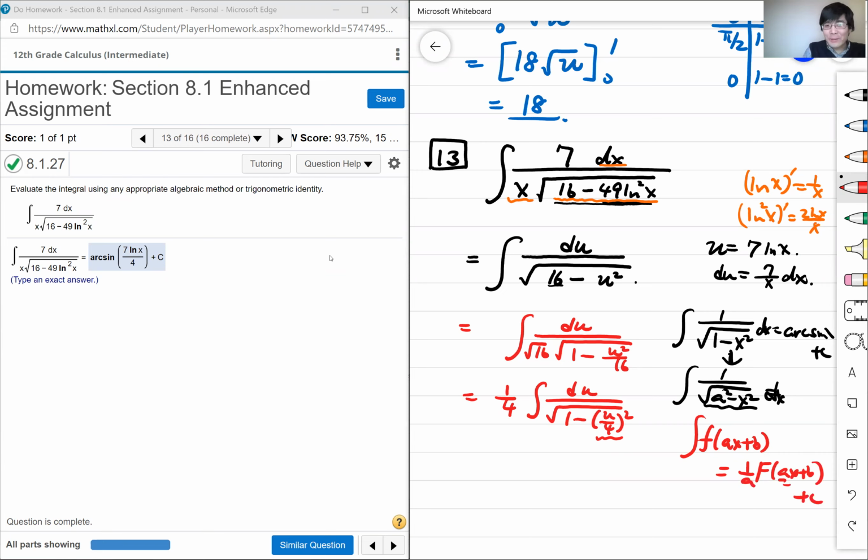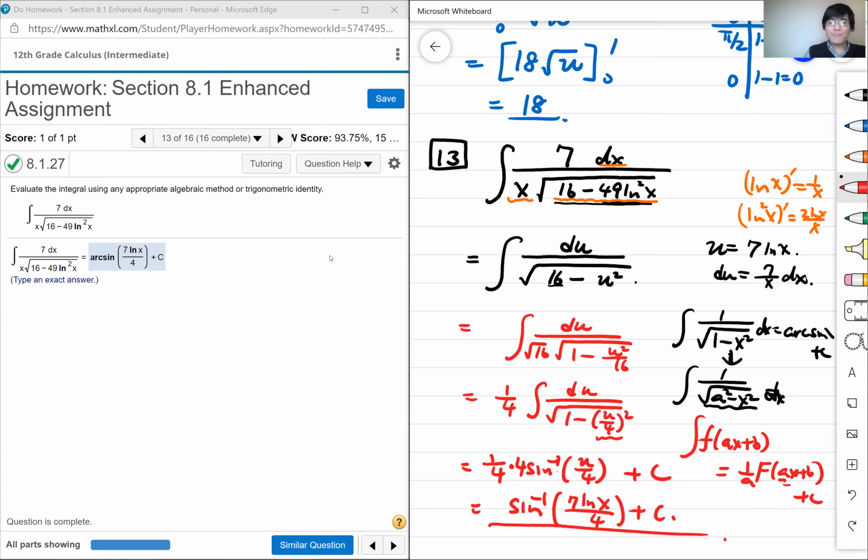So at this point, I can use arc sine. So it's going to be arc sine of u over 4. Oops. Not arc sine of u over 4, but I had to divide it by 1 over 4. So I had to divide it by 1 over 4, which means multiply by 4. So after simplifying it and bringing it back to x, it's going to be arc sine of 7 ln x over 4.